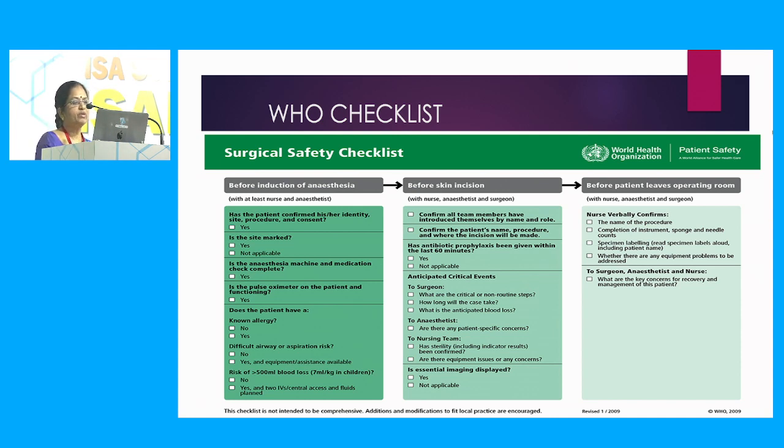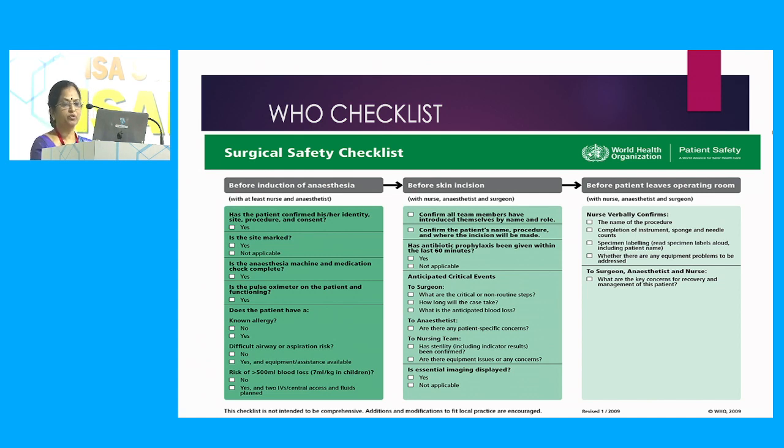What do we have to do before the induction of anesthesia? You should identify the patient, site of procedure, whether the consent has been taken. Is the site marked? Are the anesthesia machine and medications checked completely? Is the pulse oximeter there on the patient? Is it functioning? Does the patient have a known allergy? Are you anticipating difficult airway or aspiration risk in this patient? Is there a risk of more than 500 ml of blood loss for the procedure?